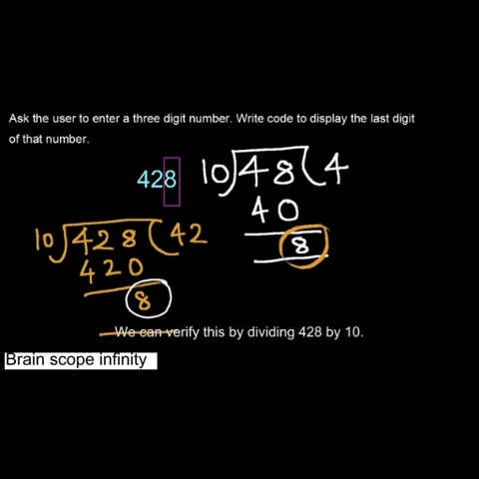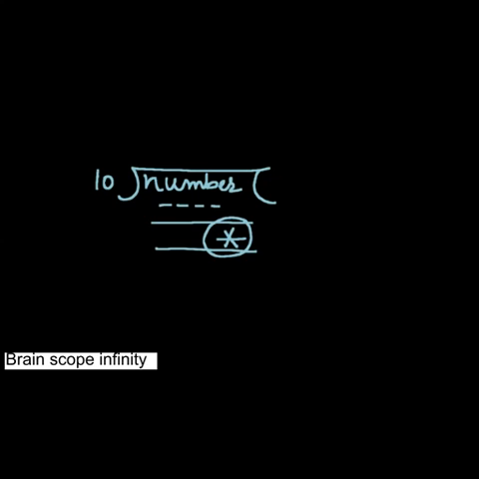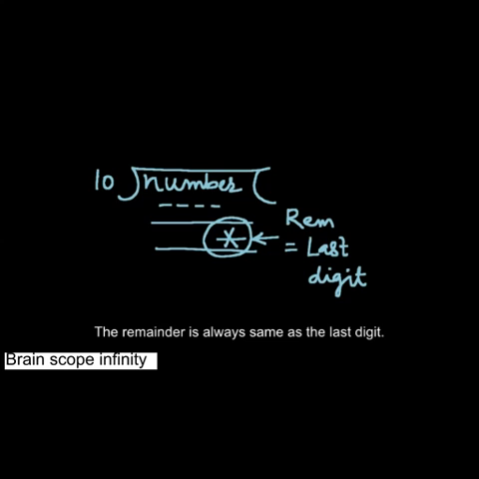We can verify this by dividing 428 by 10. The remainder in this case also is the last digit. Remainder after division of a number by 10 is always the same as the last digit.